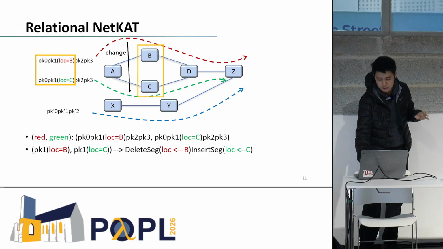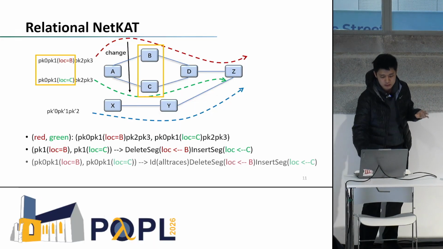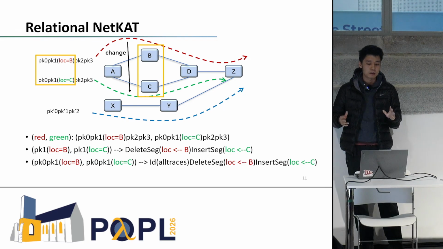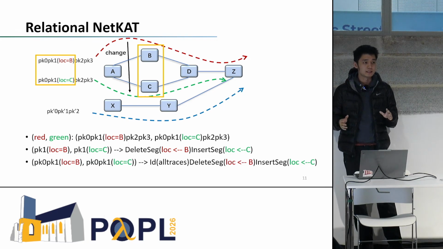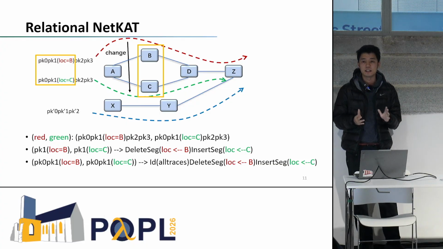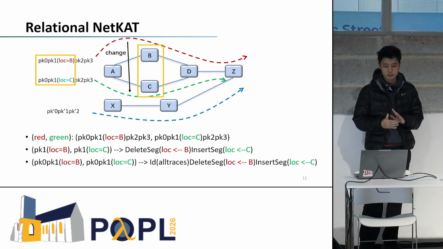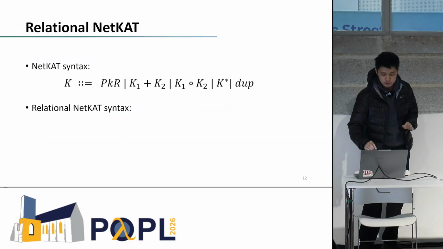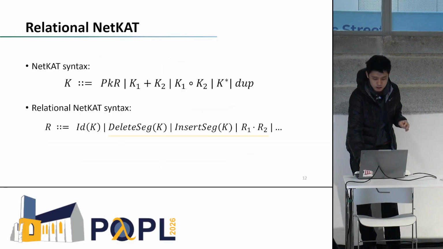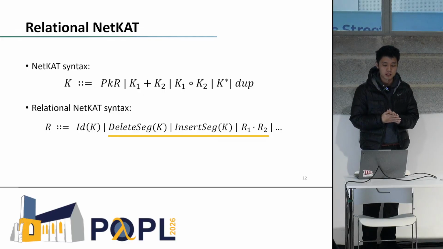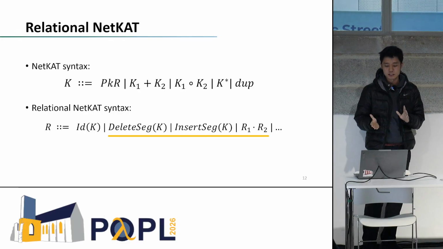Combined with the things we talked about on previous slides, we can now describe the things that happen at devices A, B, C, which is ID of traces, delete sec, and insert sec. Putting things together, now we have three new language constructs, which are delete sec, insert sec, and the regular concatenation R1 with R2.